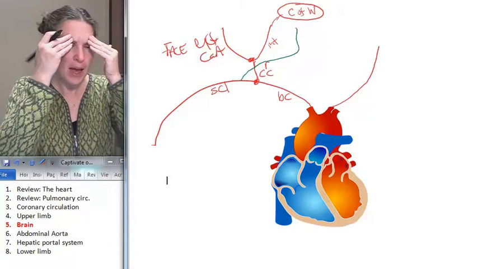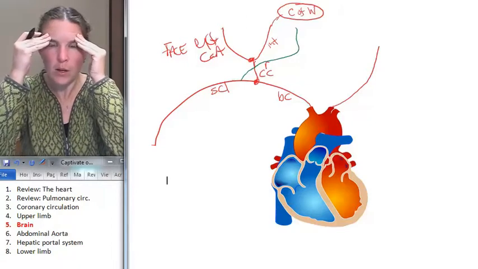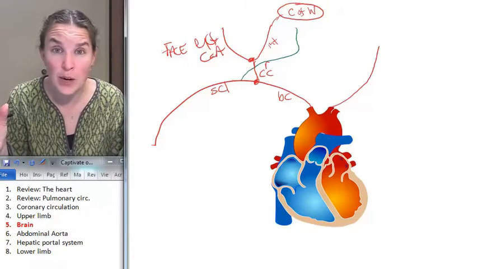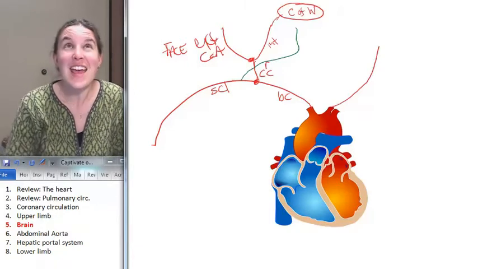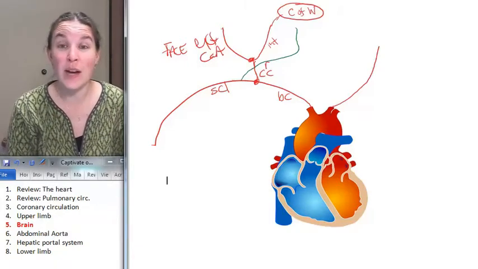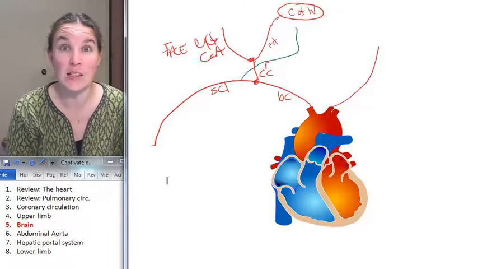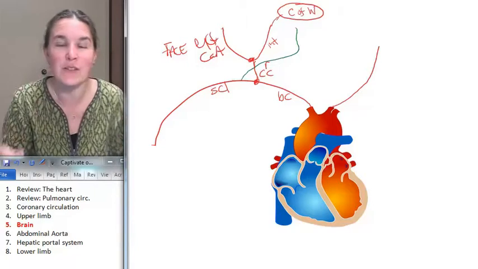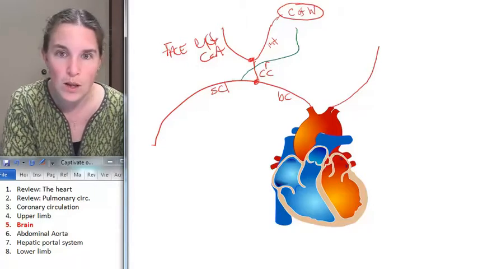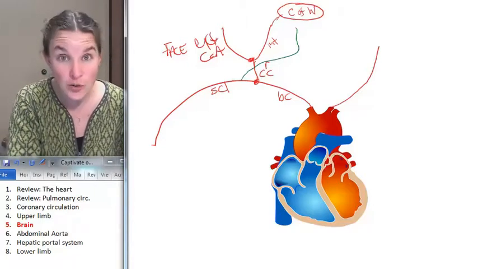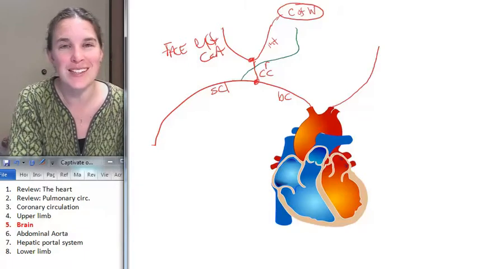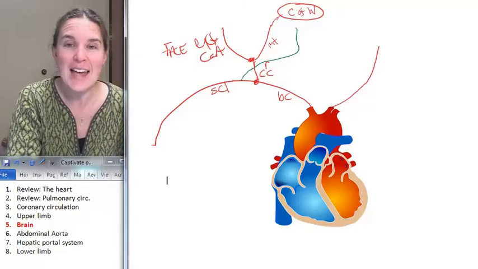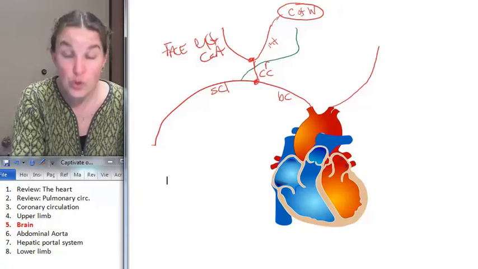Now, think back. Vertebral arteries. How do they get to your brain? They travel through the transverse foramina in the cervical vertebrae. Remember those little holes in the cervical vertebrae that made them so cool? Well, the vertebral arteries and the vertebral veins travel through those holes to the brain. And so there's actually going to be two of them.